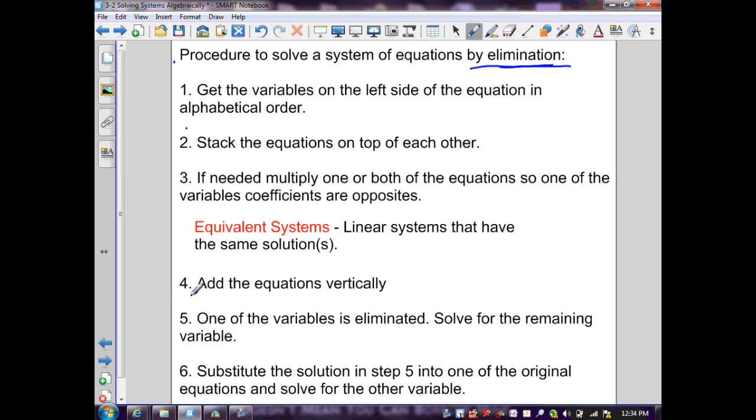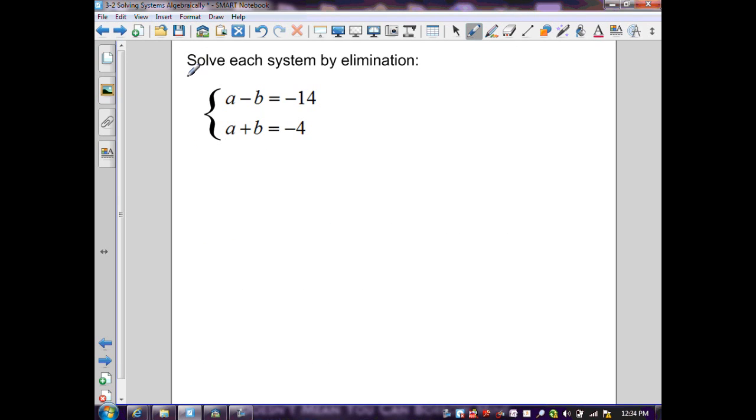Number four, we want to add the equations vertically. Number five, one of the variables is eliminated. Solve for the remaining variable. And six, substitute that solution into one of the original equations, and solve for that variable. Let's take a look at an example.